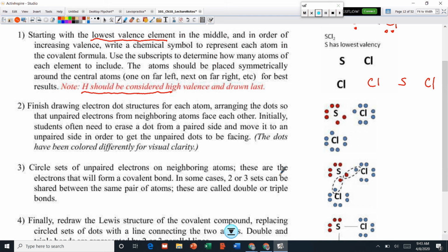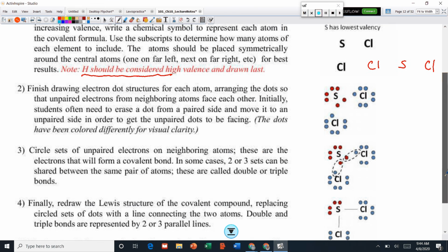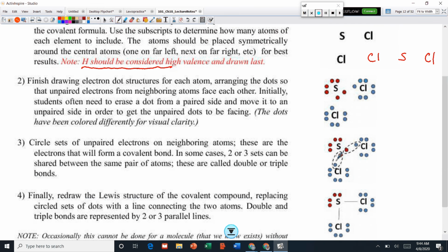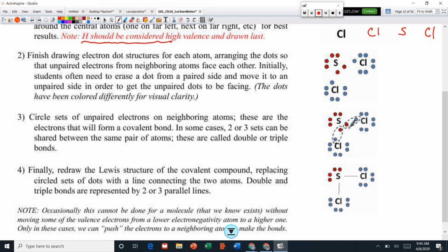I like that method better, but either way actually works. All right. So in this one, we are circling the sets of unpaired electrons on the neighboring atoms. If you notice in this one, we have one unpaired electron on chlorine, one unpaired electron on this chlorine, and then two unpaired electrons on sulfur. So we make those. Now, what they're actually doing is they're showing that this is a covalent bond between those electrons. All right. So the end result, instead of showing the dots, we show a line to represent it.